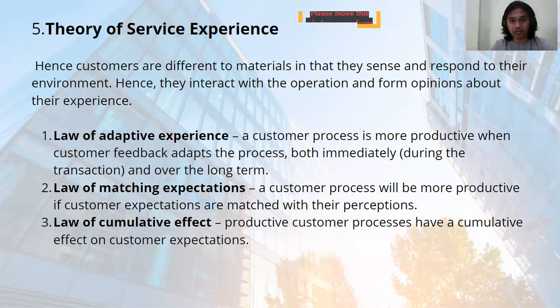All right, this is the fifth and last theory associated with operations management, and it is the theory of service experience. Customers are different to materials in that they sense and respond to their environment. They interact with the operation and form opinions about their experience. So it's very natural for customers to be opinionated about their experience, because as customers, we say that the customer is always right or customers are the lifeblood of the business, and so our experience matters.